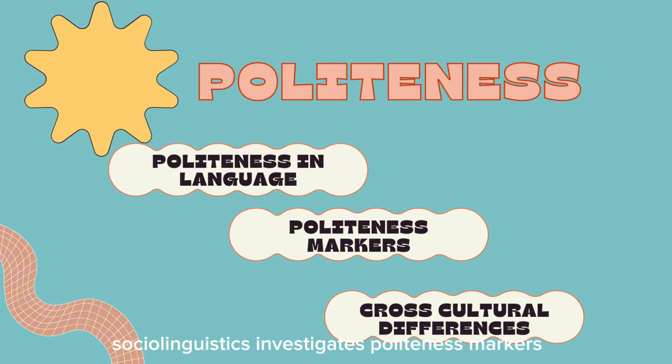Sociolinguistics investigates politeness markers, which are linguistic features used to convey politeness. These markers can include honorifics, politeness formulas, indirect speech, or specific intonation patterns. For example, certain languages have specific honorifics or titles used to address individuals in formal or respectful situations.